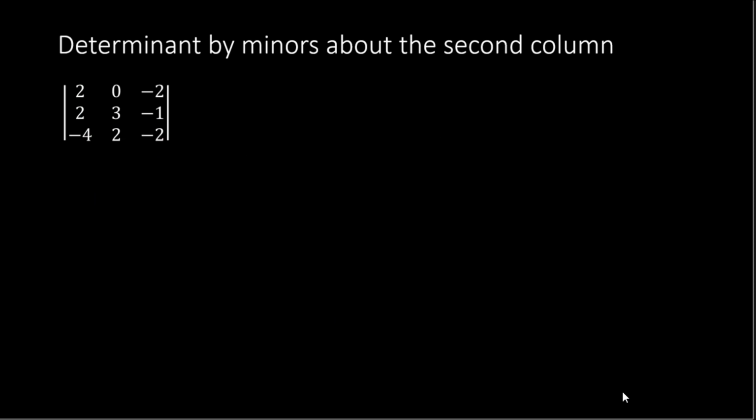Now let's find the determinant of the same matrix a third time. And the reason why is because I want to show you what happens if we choose an even number of column or row. So here we're going to work with column 2. And because column 2, the number 2, is an even number, the signs are going to be a little different.